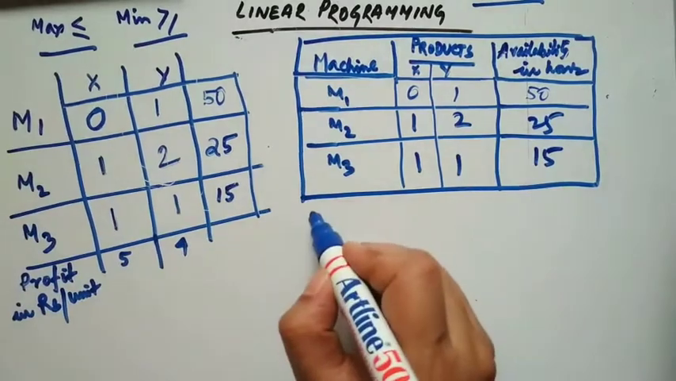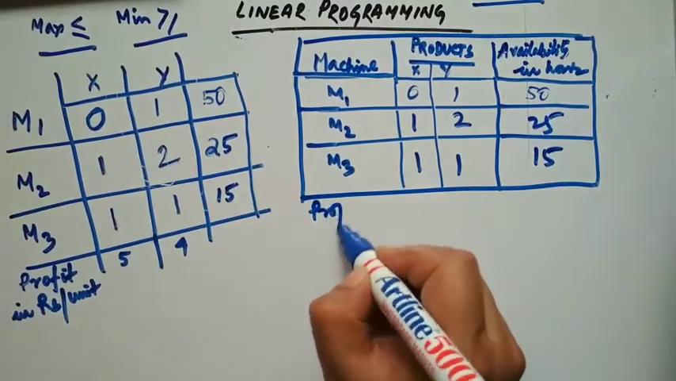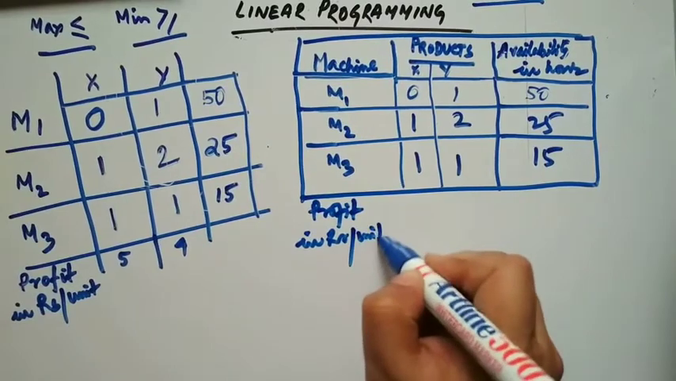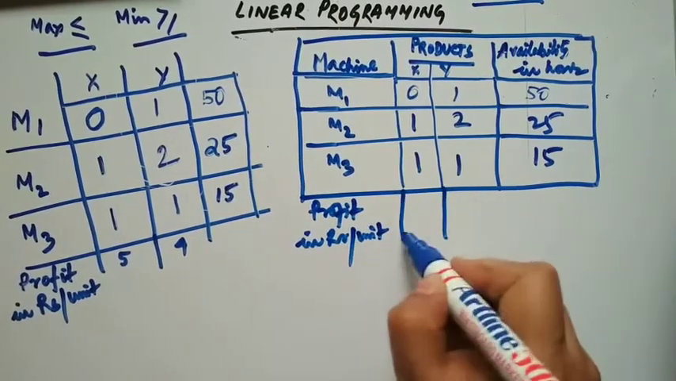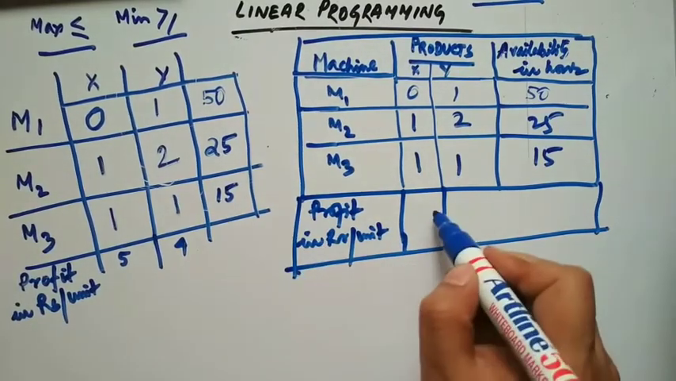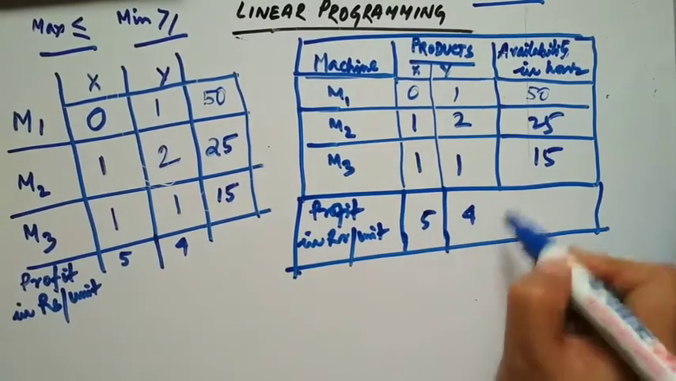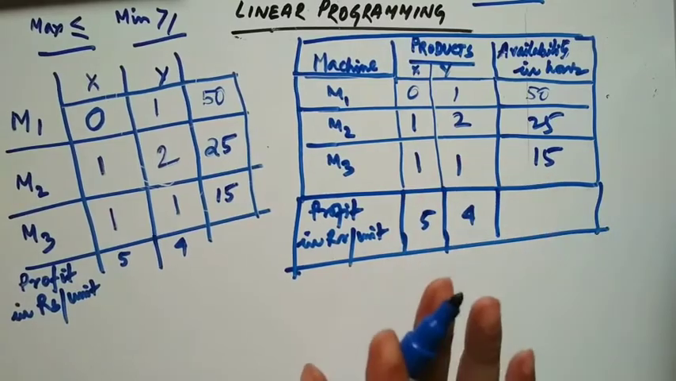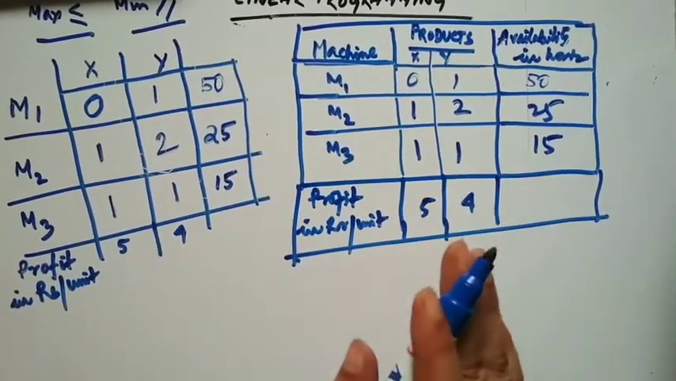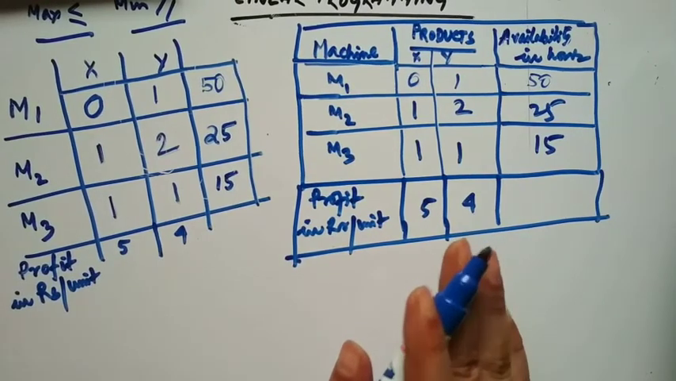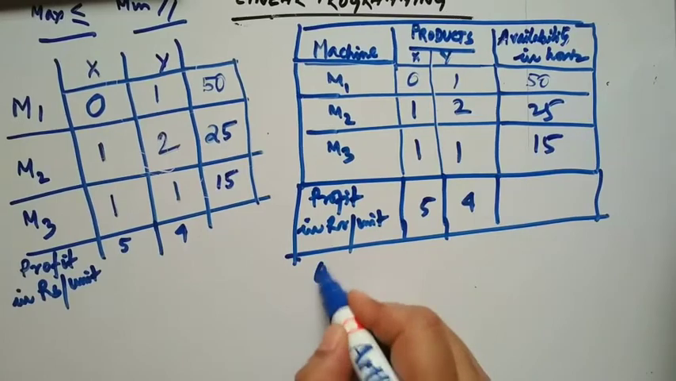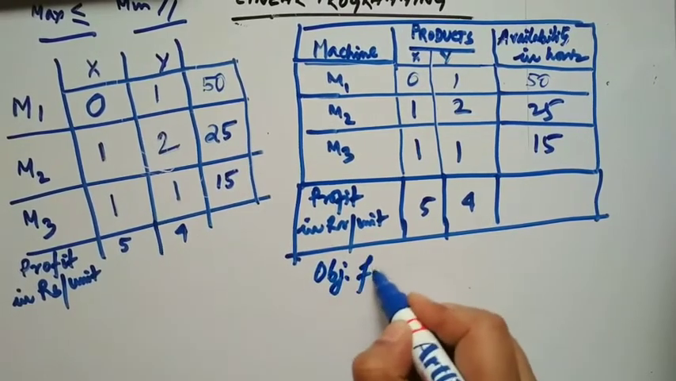And here we have the profit in rupees per unit. So write it per unit. So this one says 5 per unit and this is 4 per unit. So this is the ultimate matrix. Now from here you have to write the formulation of LPP, that is the objective function and the other things. So let us write the objective function first.